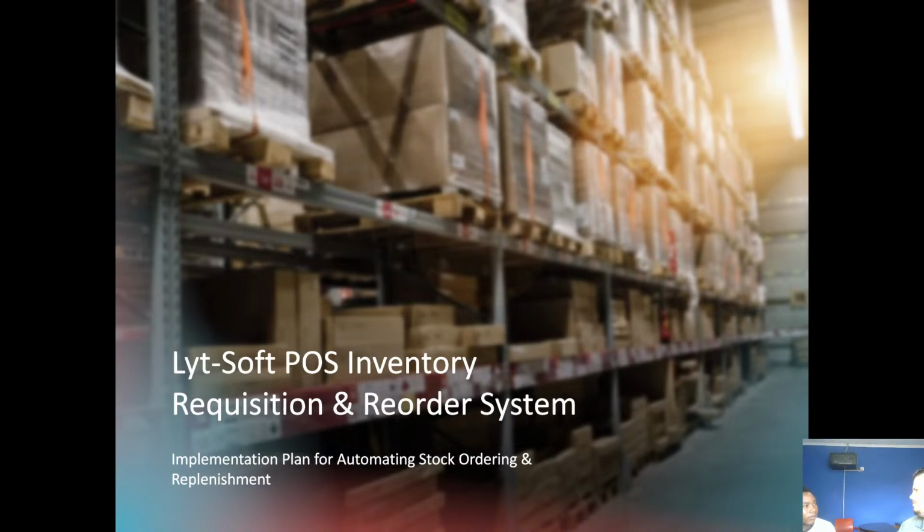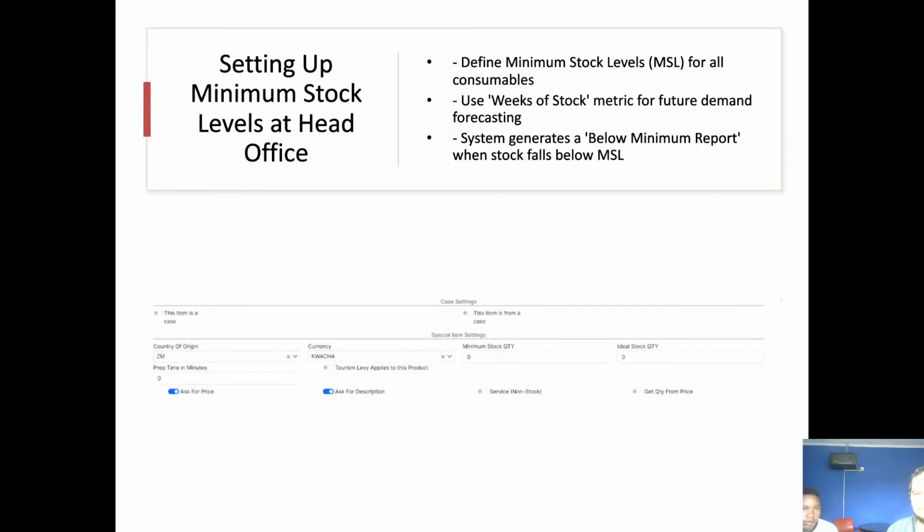Yes, you get wholesalers and others who do it their own way, and they don't care how the system works. But generally a franchise would want this flow that we're going to discuss now. So the first thing we need to do, at the warehouse, is set up the minimum stock levels for all the consumables. So what does that mean?